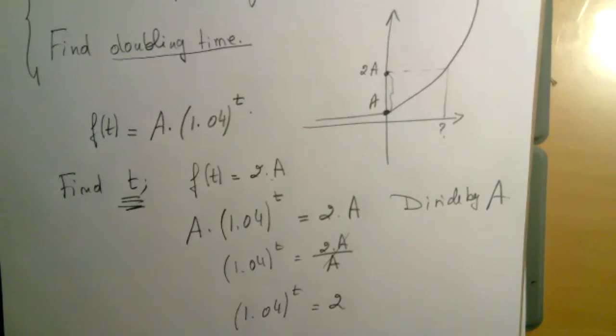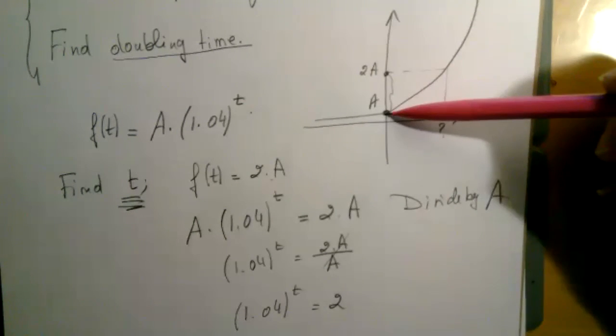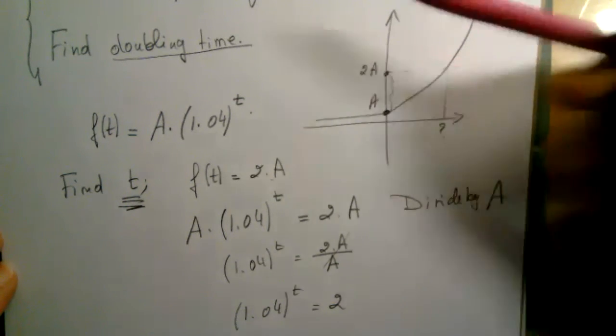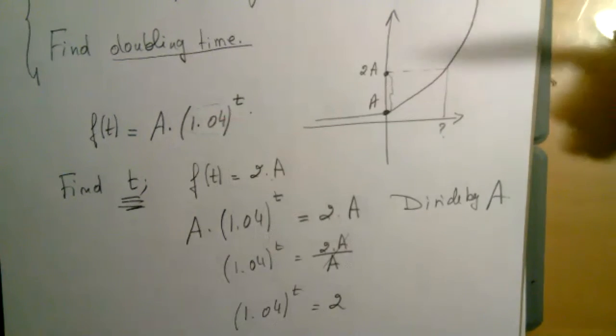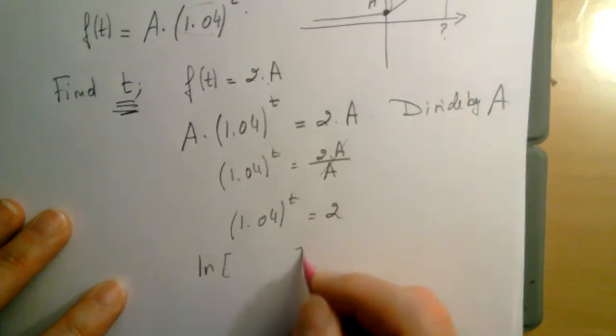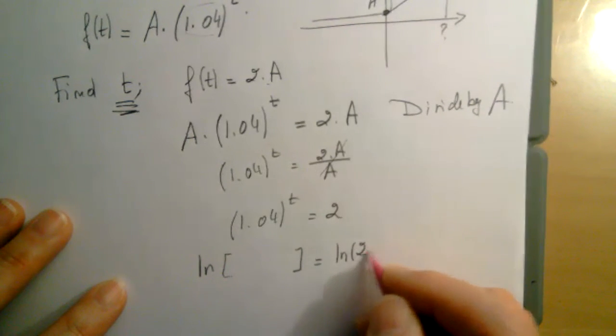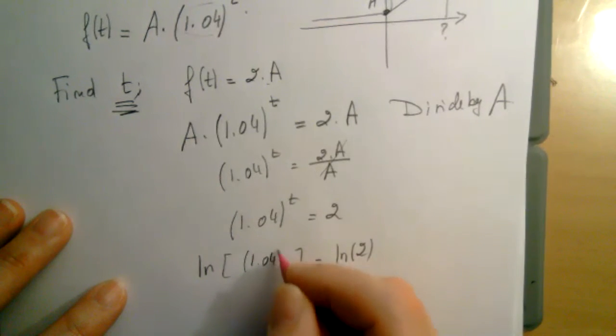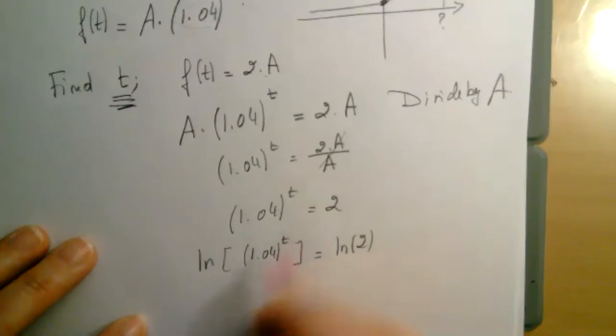So what's the point here? A doesn't matter. The initial value is irrelevant. It's only the rate that matters for the doubling time. If I know the rate, I know how long it will take for the money to double. Whether you start with $1 or $500,000 or $1 trillion, the amount of time for your money to double depends on the rate, not on how much you put in initially. Okay, so now the problem is simple. I can take the natural log of both sides, equal to the natural log of 2. So 1.04 to the power t. Now my t will go down.